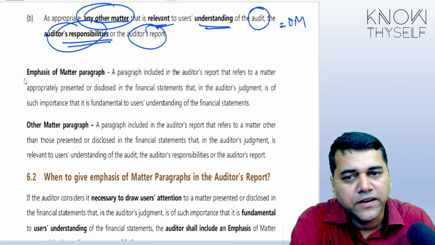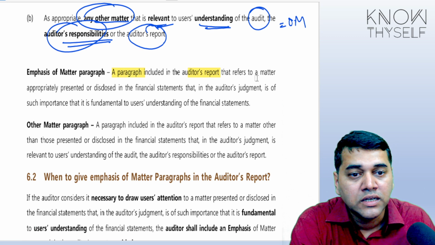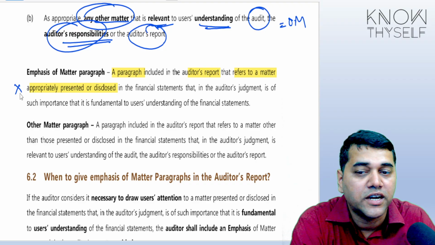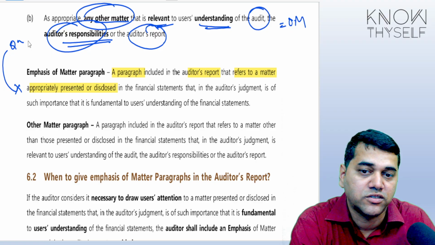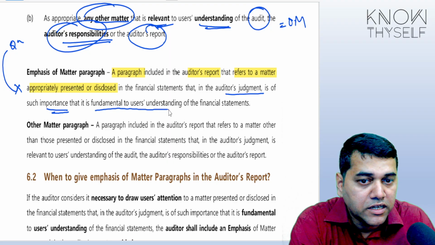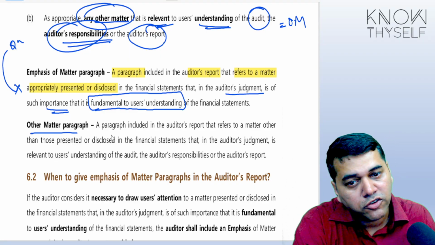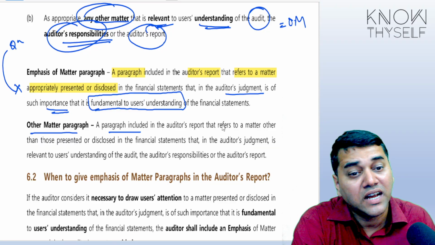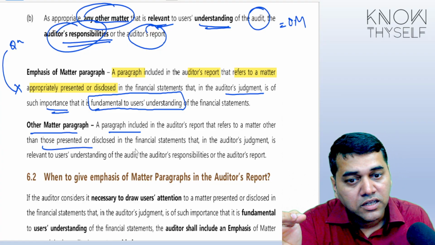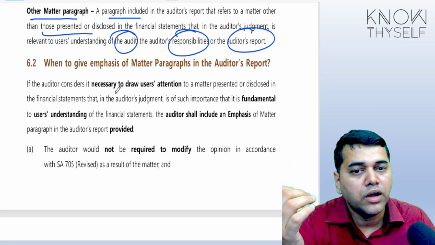So then they defined what is emphasis of matter. Emphasis of matter is a paragraph included in the auditor's report that refers to a matter which is appropriately presented and disclosed, because if it is not appropriately presented and disclosed, it would have been a subject matter of qualification, modification. That in the auditor's judgment is of such importance that it is fundamental to the user's understanding of the financial statement. Now, what is other matter? It is also a paragraph included in the report that refers to matters other than, that means this is not talking about the items of the financial statement, but is talking about the auditor's audit, auditor's responsibility and auditor's report.